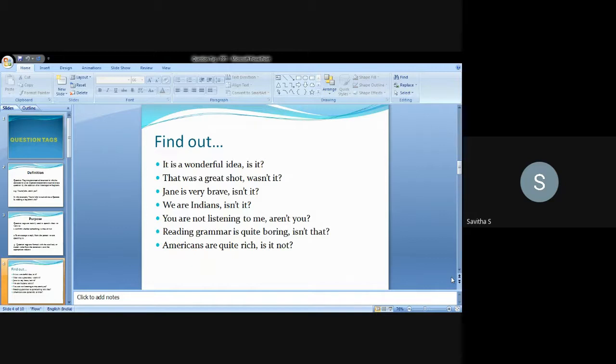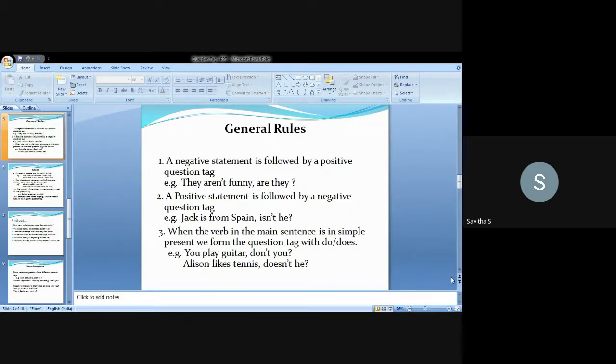The basic rule for putting a tag question is that a positive statement takes a negative question tag and a negative statement takes a positive tag question. When we use it, we put a comma after the statement and use small letters in a contracted form, followed by a question mark.